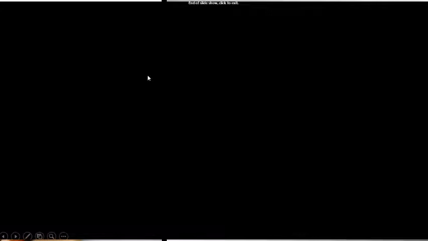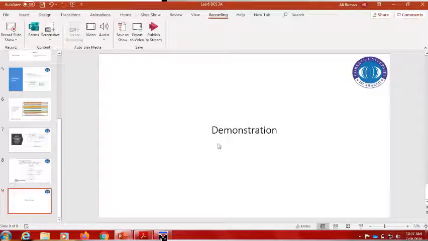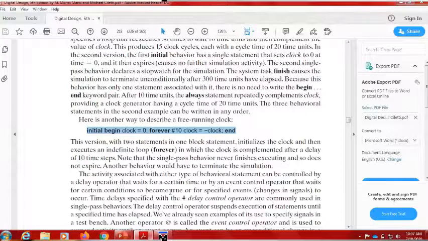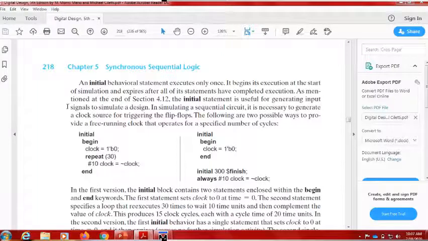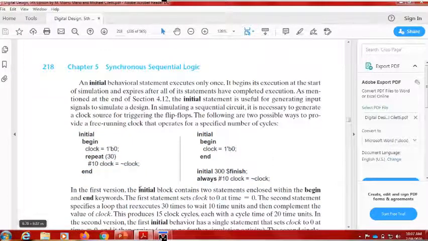But first of all, let us see the clock generation mechanism, and let us go to the book. This is chapter number 5, page 218, and here we can see the variety of codes in order to generate the clock. First of all, let us see this specific code. Either we can use this portion of code, or we can use this specific portion of code that is separated by this line. Basically, in the previous code we are using the initial block.